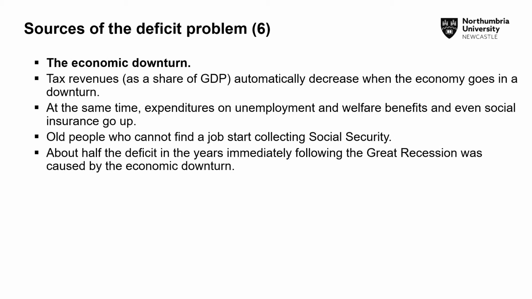Then there has been an economic downturn. So tax revenues decrease when the economy goes into a downturn. Why? People are earning less and some people lose jobs, so less taxes are paid. At the same time, what we see is expenditures on unemployment benefits and welfare benefits and social insurance going up. So what you have is government expenditure on certain items going up, yet taxes falling. So as you can see, this is a recipe for a rising deficit. Many people cannot find jobs, including the elderly, during a recession. So what do they do? They start collecting Social Security.